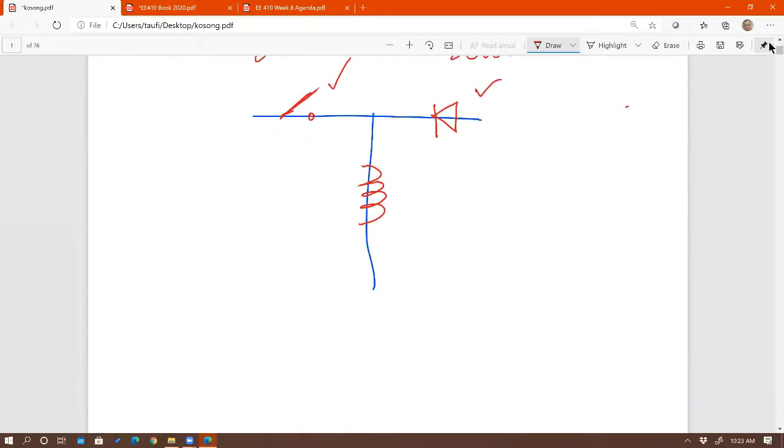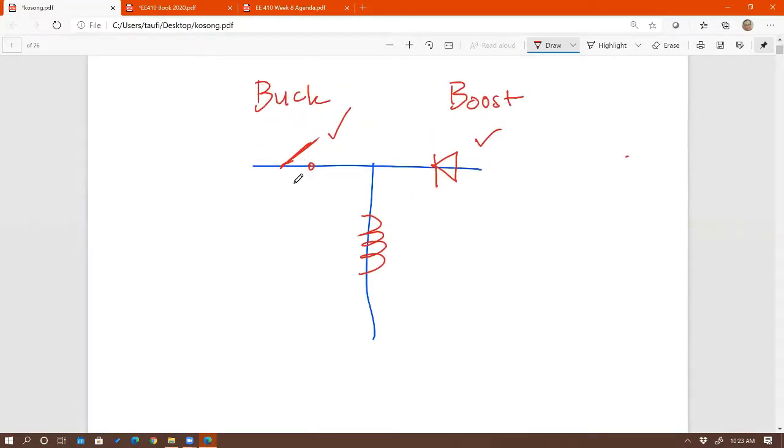Does it again. Input looks like a buck, right? Has a switch. Output looks like a boost that has a diode, right? Okay, let's go back to here.